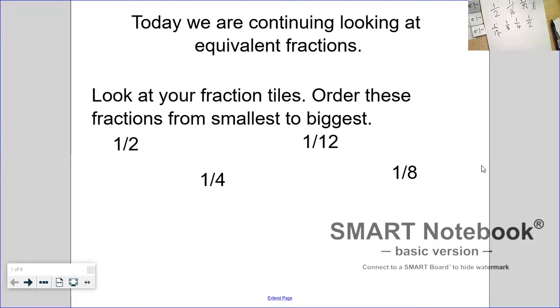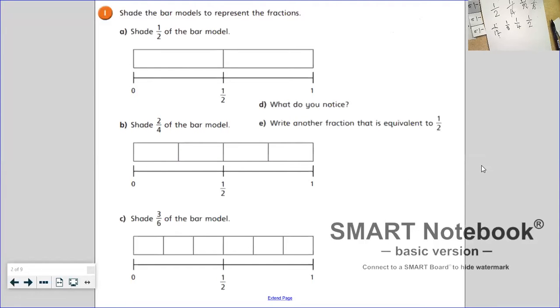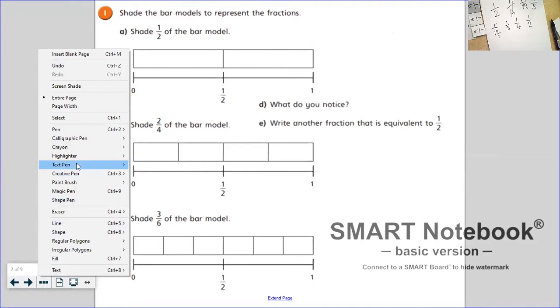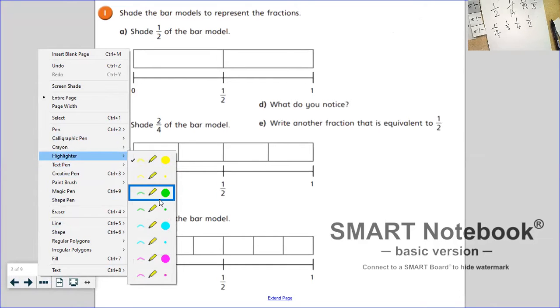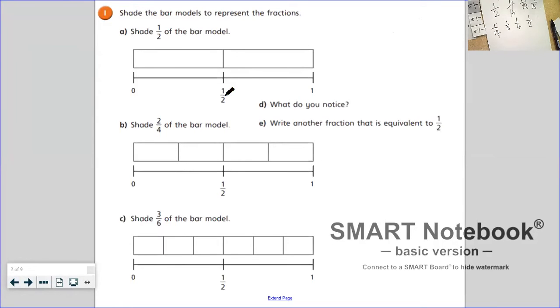Okay, so we're going to look at the first one. Here we've got shade half of the bar modelling. So let's do that first. I'm going to get my highlighter. You can get a crayon. You can just have a normal pencil. It's up to you. It says shade half of the bar modelling. So I've already got my fraction here. Look, it tells me this is 1/2 of the bar model. I'll shade that in. Doesn't have to be perfect. Perfect, just like that. Well done.